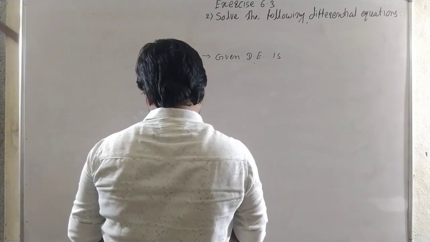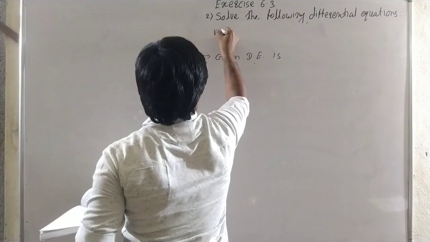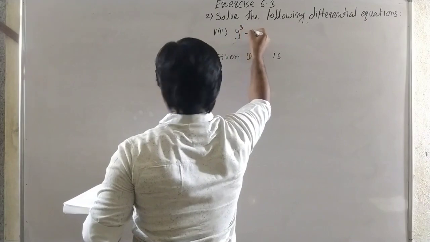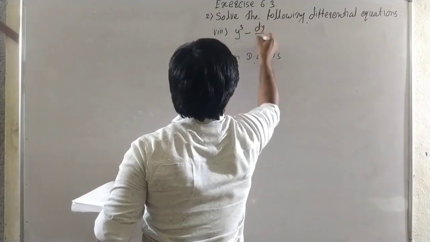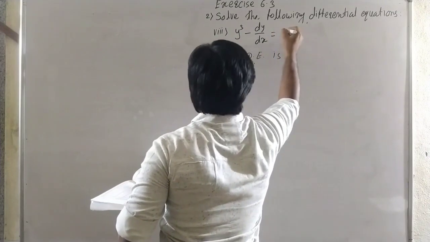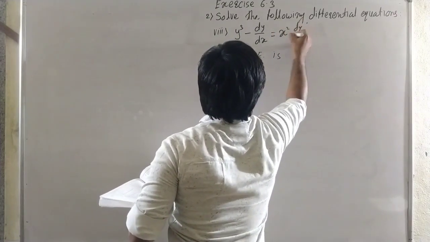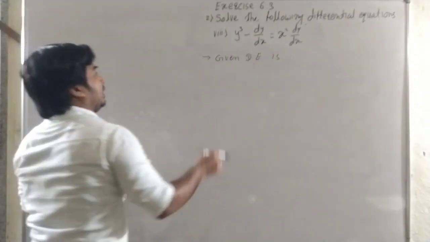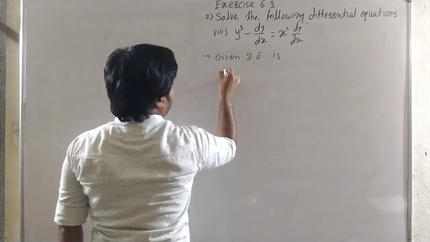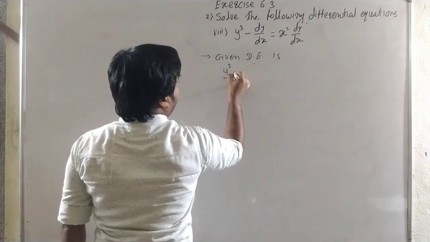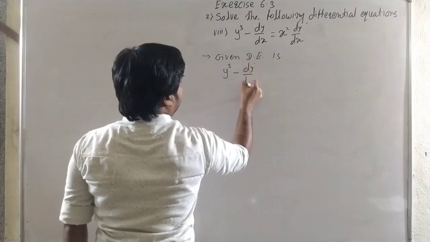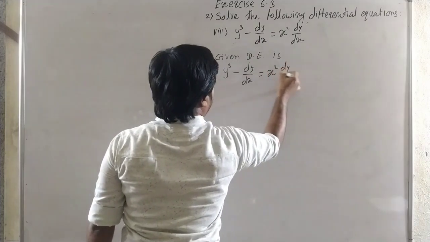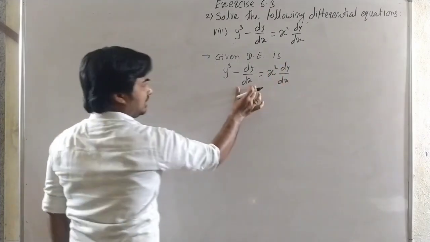Example number 8. y cube minus dy by dx is equal to x square dy by dx. Now here the given differential equation is y cube minus dy by dx is equal to x square dy by dx. Okay, here dy by dx and here it is dy by dx.